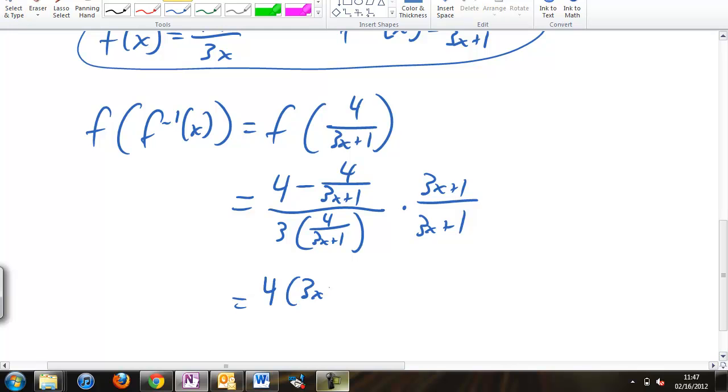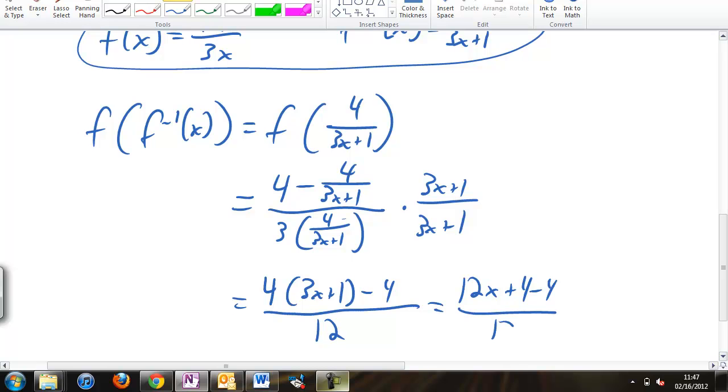We get 4 times 3x plus 1 minus 4 all over 3 times 4 is 12, and then 3x plus 1 could cancel. So we end up with 12x plus 4 minus 4 over 12. That's equal to x. So that passes that check because f of f inverse of x is equal to x. And that's really what you were trying to check here. You're checking that f of f inverse of x was equal to the original x.